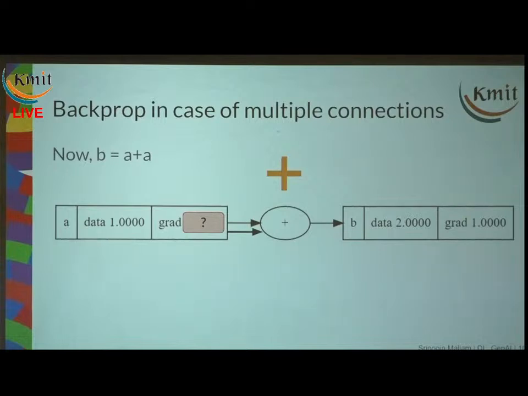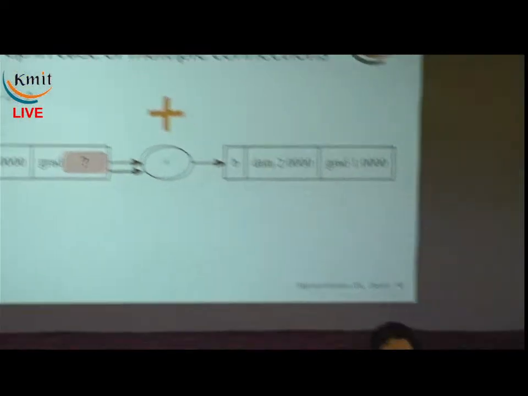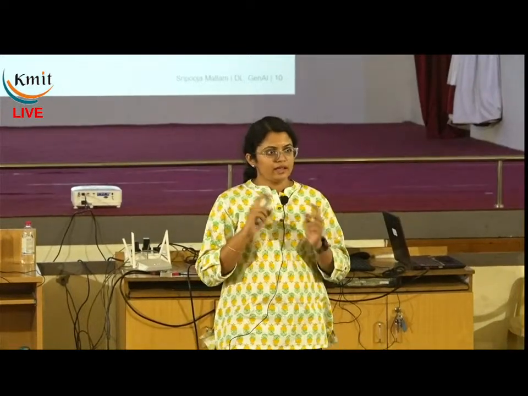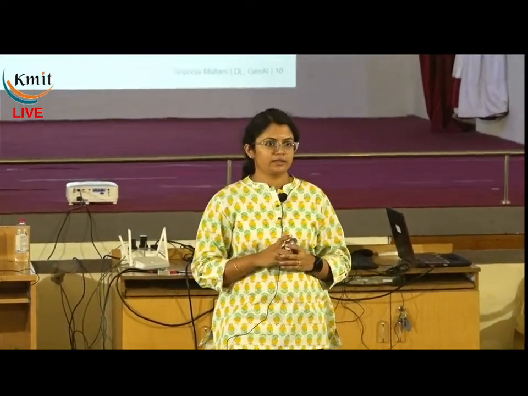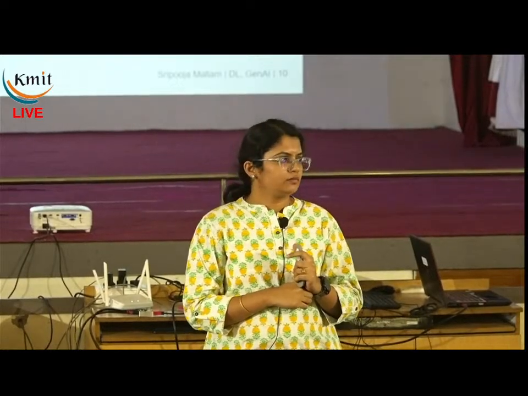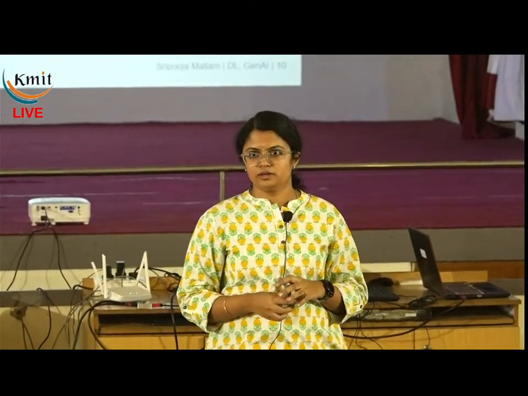With this example, it's clear that the gradient of A is 2. And why is that? Because there are 2 connections between A and B. And every time there is one gradient flowing back, that is 1.0. So 1.0 flows back in the first call, 1.0 flows back in the second call. So what should we do? Addition. So how will you fix your code?